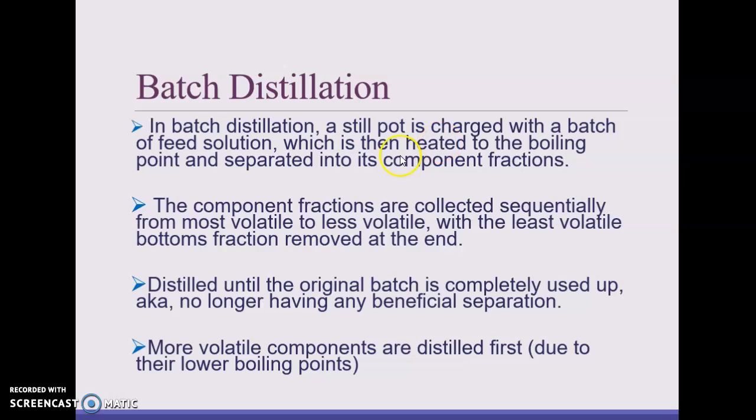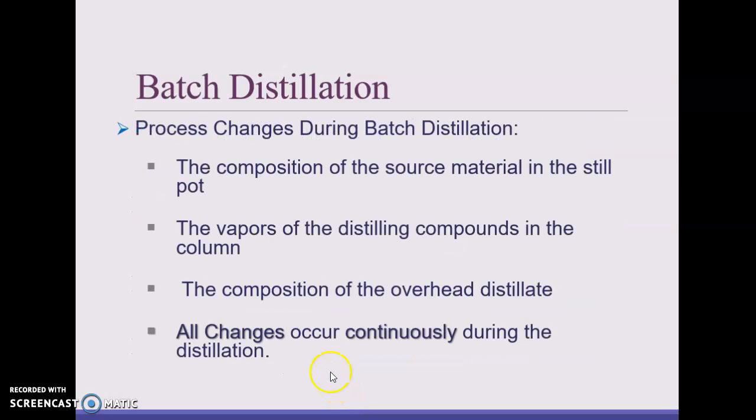In batch distillation, you just have one pot and you fill it completely with whatever it is that you want to separate out. Then you boil it, and the most volatile comes off the top, and what's left at the bottom are the lower boilers. What's important to understand when you're doing batch distillation is that these changes are always happening all the time.